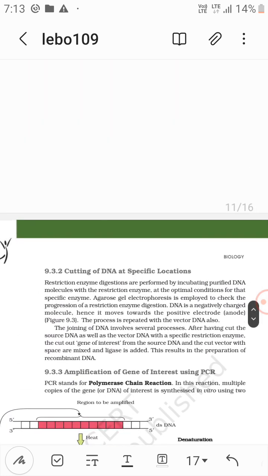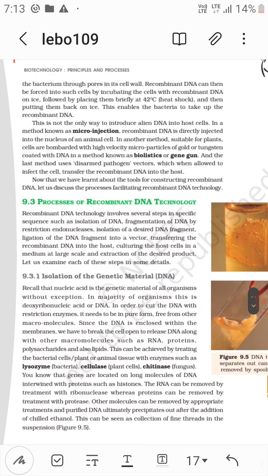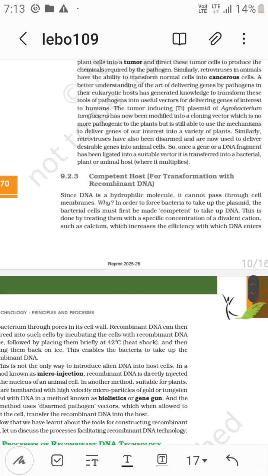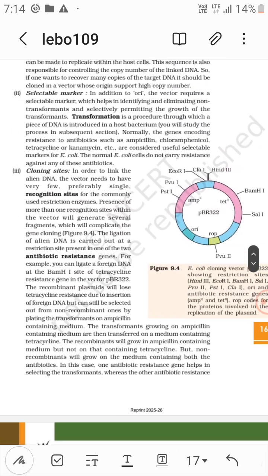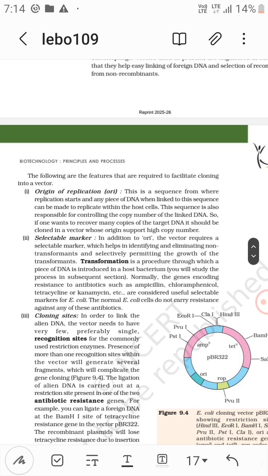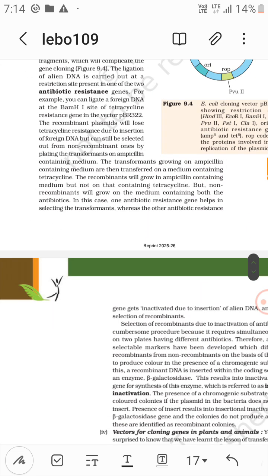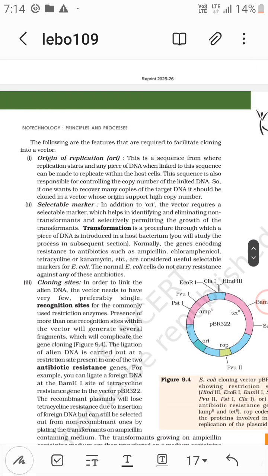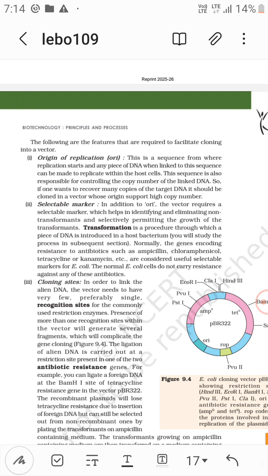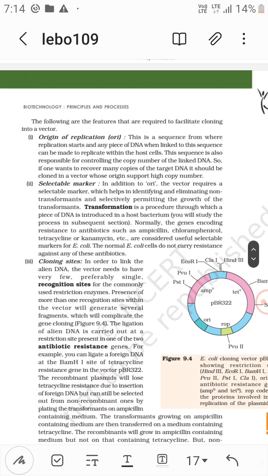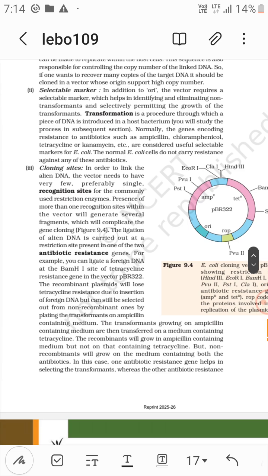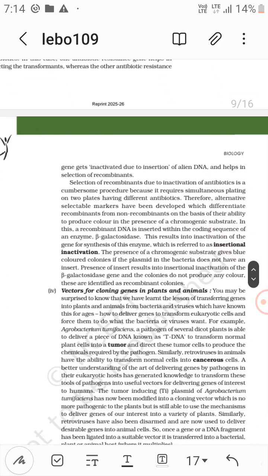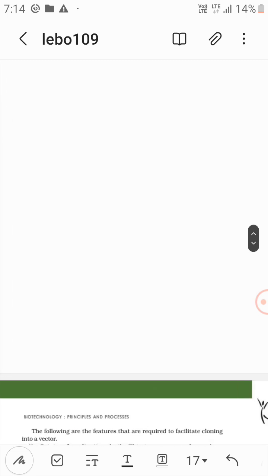So cutting of DNA at specific locations, right? And competent hosts for transformation with recombinant DNA. You see these four points: the following are the features required to facilitate cloning into a vector. What is required to facilitate cloning into a vector? The vector should have an origin of replication, a selectable marker, and cloning sites. And then the vectors for cloning genes in plants and animals.